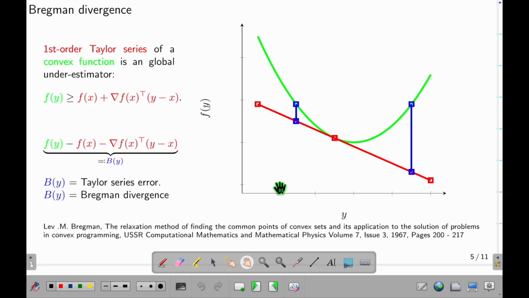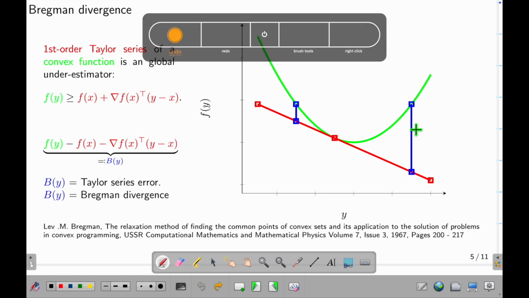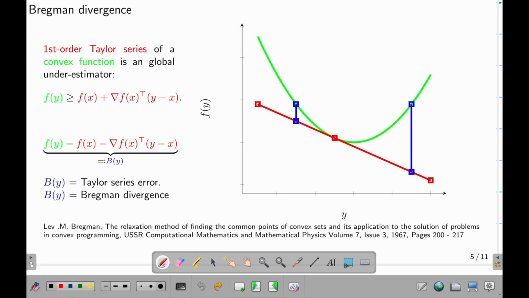So now I'm going to talk about the detail. What the heck is this? So red is below green, so this is a convex function. But these two lines, the red and the green, give you a gap. This gap can be a function, and this gap is now called Bregman divergence. So I call it B. So what is this? You can think of it as the error of the Taylor series.